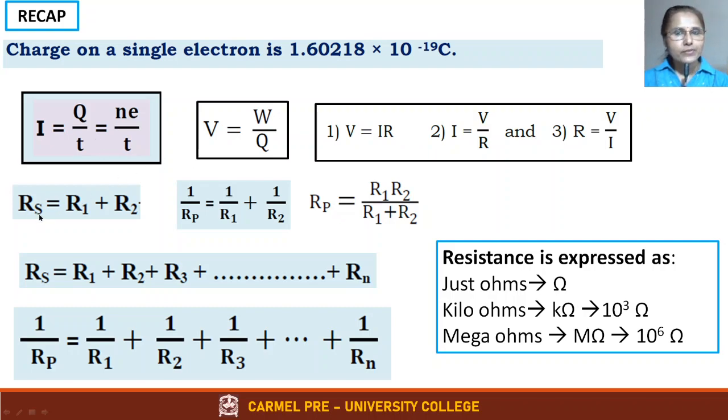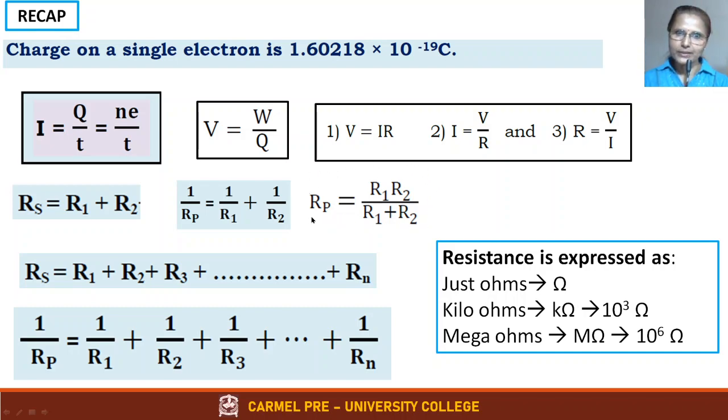We also talked about resistors in series and resistors in parallel. When resistors are in series, all you do is add them. If two resistors are in parallel, you take the reciprocal of the addition. 1 by Rp is equal to 1 by R1 plus 1 by R2. You take the LCM, and then Rp can be expressed as R1 R2 divided by R1 plus R2. When two resistors are in parallel, this is the equation.